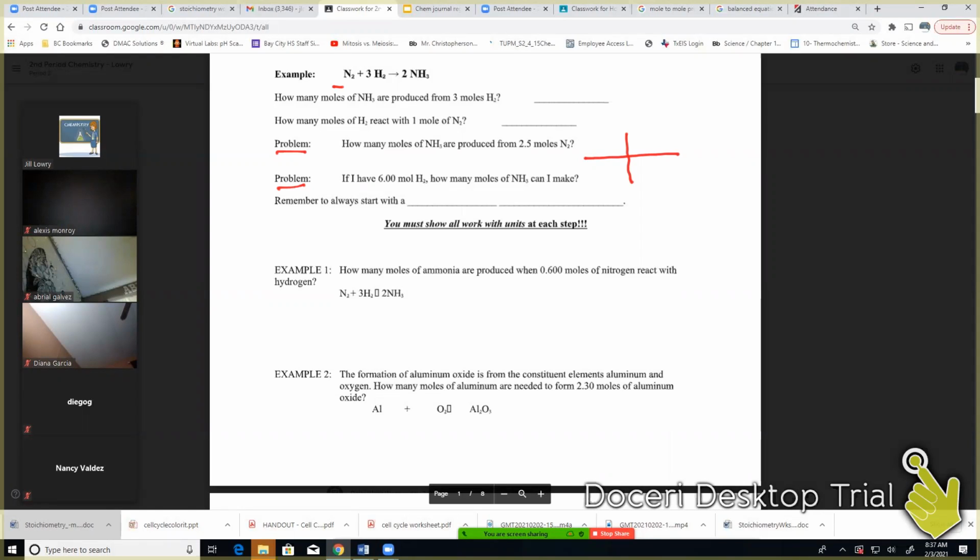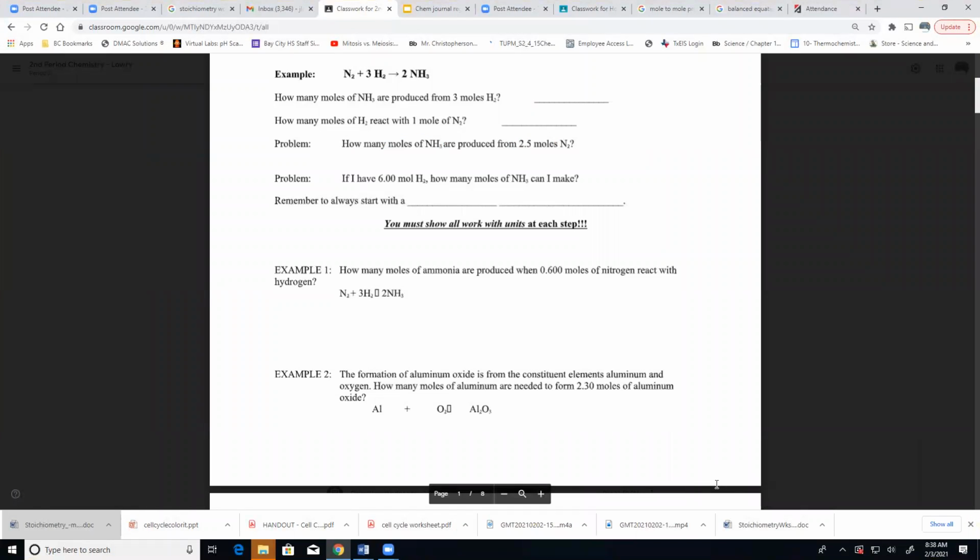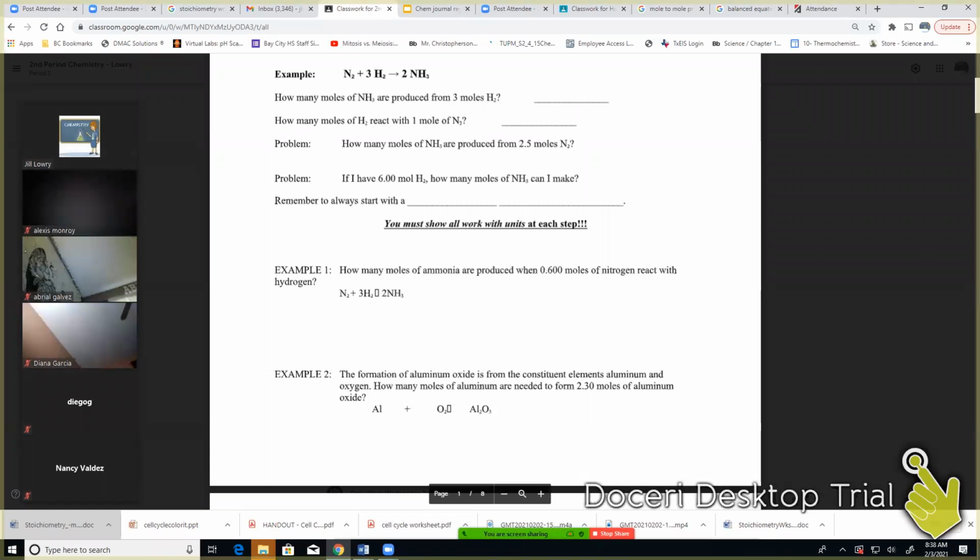So on this particular problem, my given is in moles. My unknown is in moles. So this is a mole to mole problem. And it takes 2 steps, which means 2 boxes.